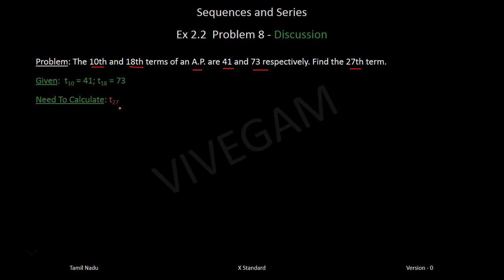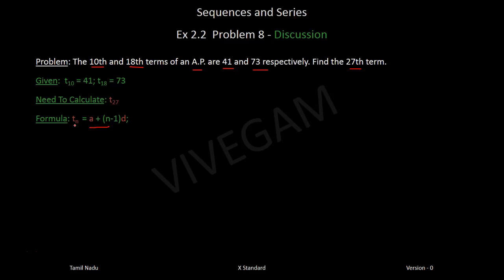So let's write the formula for T27. That is, Tn is the formula. Tn equal to A plus n minus 1 into D. When you put n equal to 27, we'll be able to get T27. But you see, A is not known, D is also not known. Two unknowns are there, so we will not use this formula as of now. But you look at it, they are given T10 and T18.